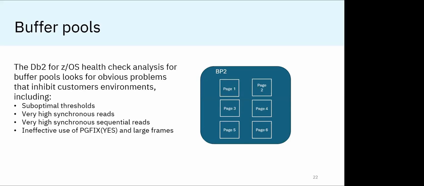Are they taking advantage of page fix, yes, or are they not using that? Or do they have large frames, but they're using page fix no? There are a lot of different ways that customers have their buffer pool settings, so we just want to make sure that their environments are set to the appropriate settings. Mark and I were saying that buffer pools could be a good idea for a future session on what we look for in buffer pools, because it's very complex.